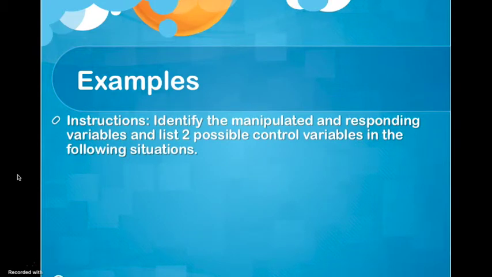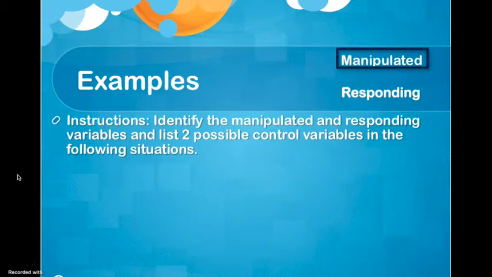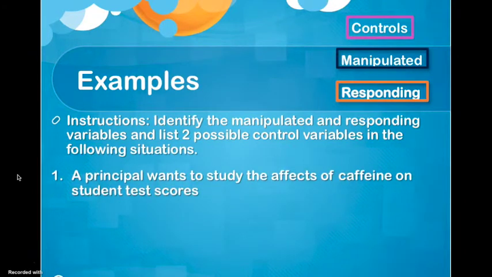You're going to identify the manipulated and responding variables and list two possible control variables. Remember, variables that you keep the same in the following situations. So when the answer comes up, you'll see the manipulated in a blue box, responding in an orange box, and then we'll add a couple optional or possible control variables in there as well. Okay, so the first one is this. A principal wants to study the effects of caffeine on student test scores.